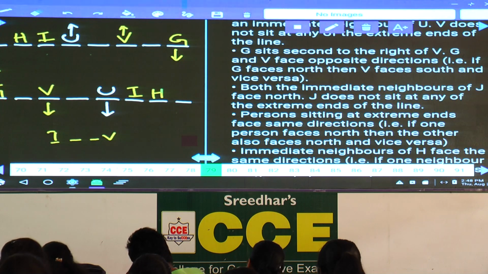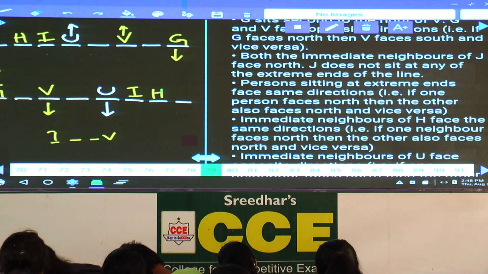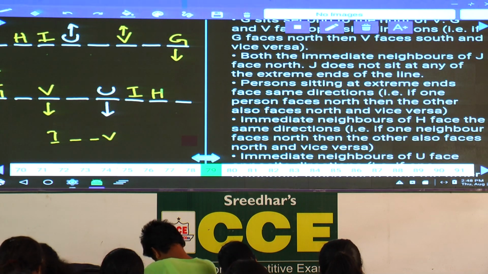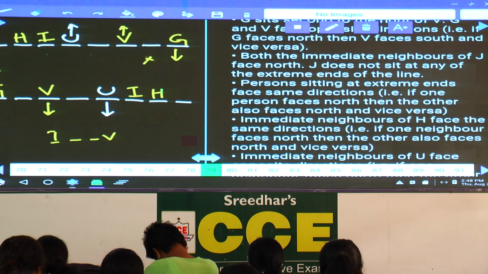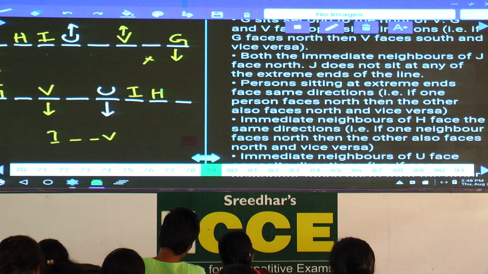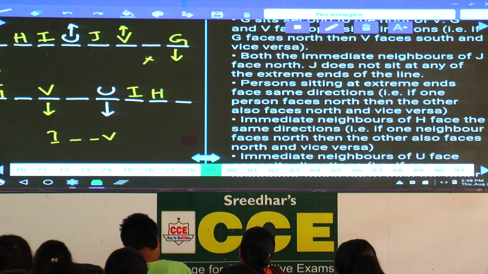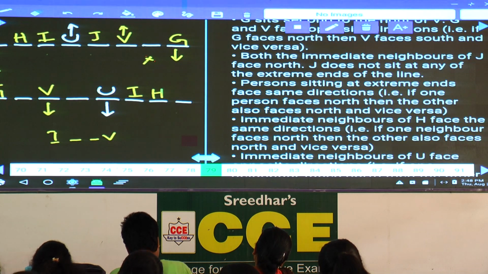Next one, both the immediate neighbors of J face north. Then tell me where J should be. J cannot be at this place because the immediate neighbors are there. That means J cannot be at the extreme end. Hence, J must be here.